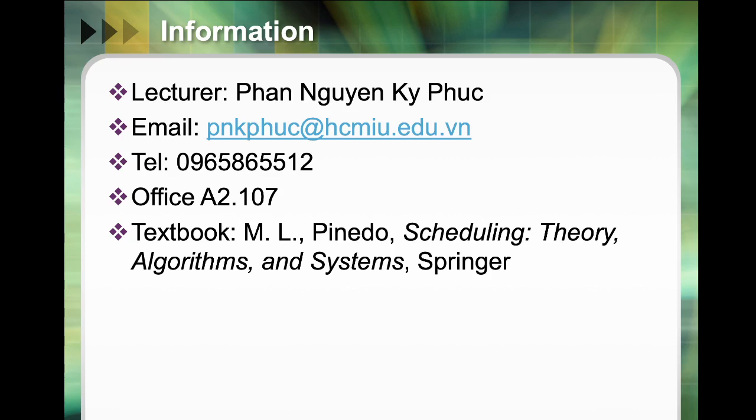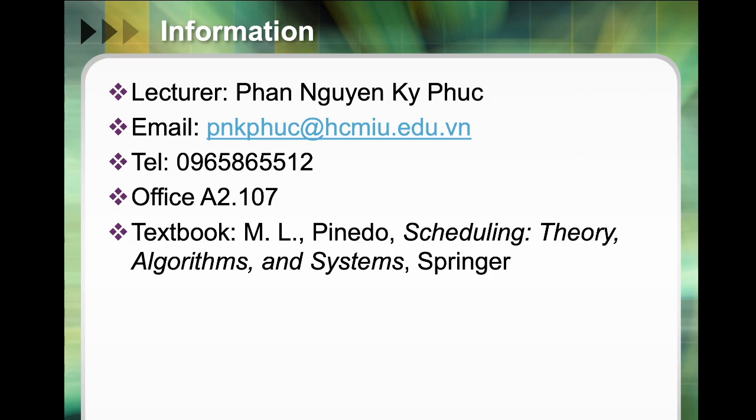So this is my information. This is my name, Phan Nguyễn Kỳ Phúc, and this is my email. Please remember, if you need to discuss with me, you can send me an email first. This is also my telephone number, and I will stay in room 82107. If you need to find me to discuss or consult, you can go directly to my office.